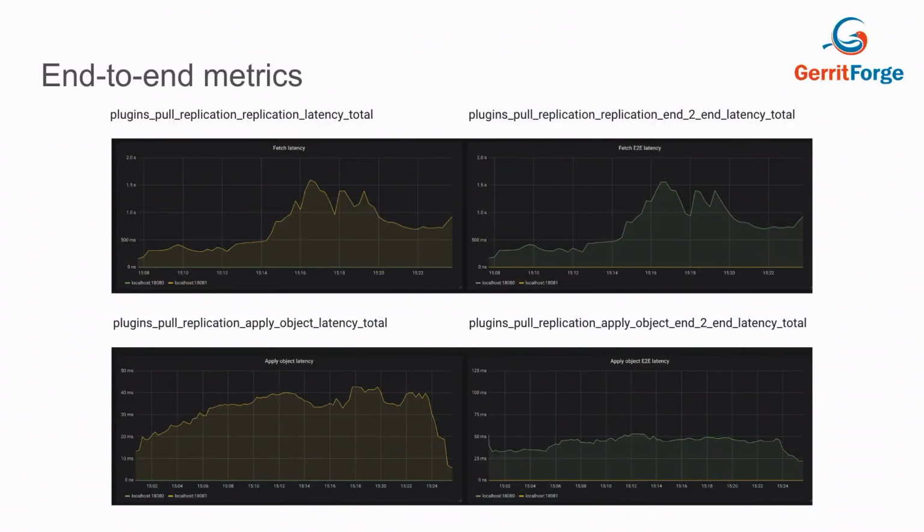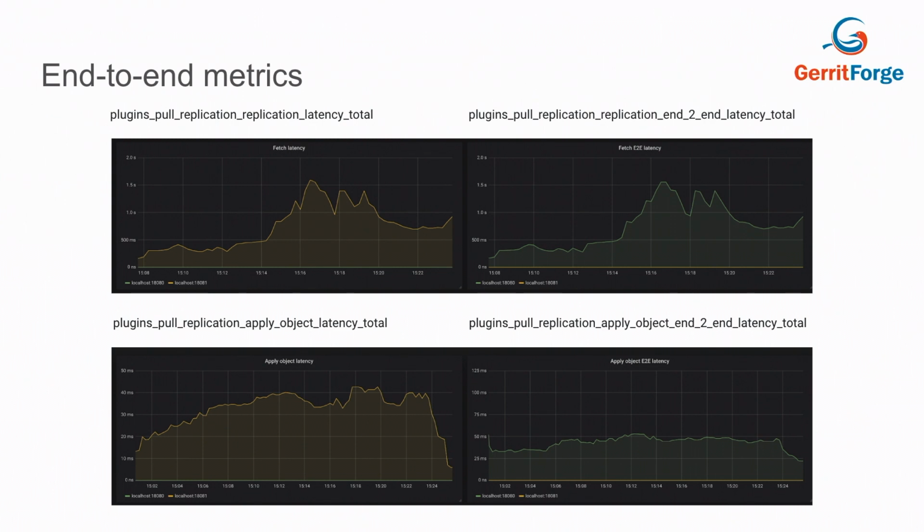So the left side was in pull replication since the beginning. On the left side, you can see two graphs. First, the fetch latency, which shows how long it took to do the git fetch. And there is also apply object latency, which shows how long it took to get the data and write it to the repository. On the right-hand side, we have the new metrics, and they show the bigger picture.